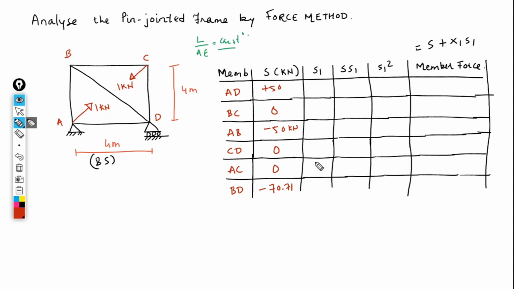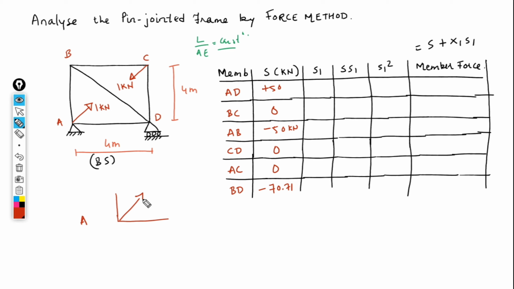Now we will find S1. To find S1 you have to apply unit load at coordinate 1. So our coordinate 1 is the member force in member AC. I am applying unit load away from the joint, and you have to find the member force developed in the members due to this unit load only. Here you don't have to show any given loading. So you can take joint A and draw the free body diagram. Whenever you are applying unit load for the member, you don't have to find the reactions.